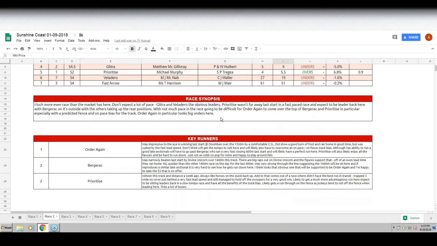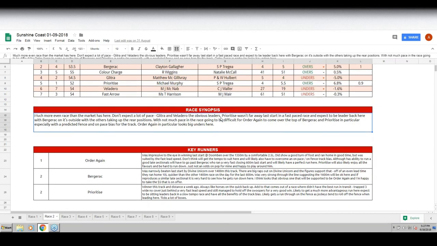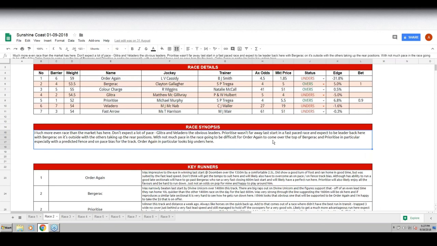Here you see, I just have an overview of the race, which is mainly to do with how I think it's going to play out in terms of speed. In this case, the odds-on favourite, Order Again, is a get back and run on type horse. And in this race, there really wasn't much in terms of pace. Glitcher likes to go forward, and Villadero as well, but apart from that, it wasn't going to be a breakneck speed.